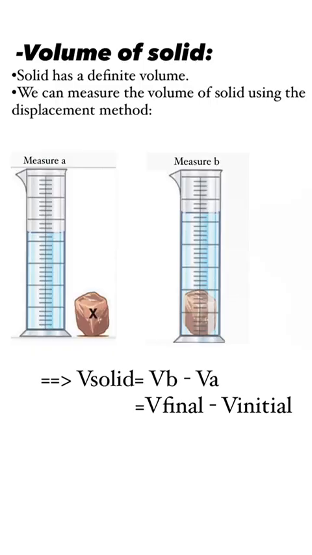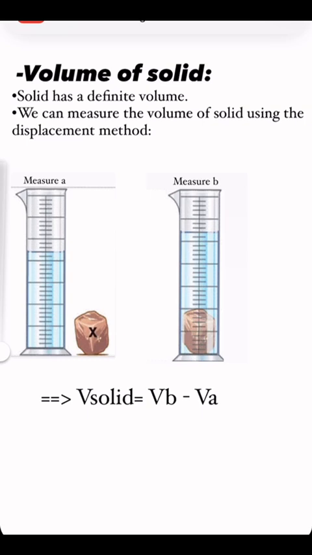Volume of a solid. A solid has a definite volume. This property of a solid means that the volume of the solid remains the same if I change its place or add it into another liquid. Using this property, I can measure the volume of a solid using the displacement method. And now we will see together what the displacement method is.